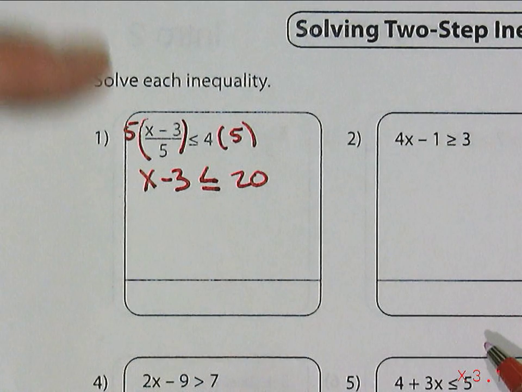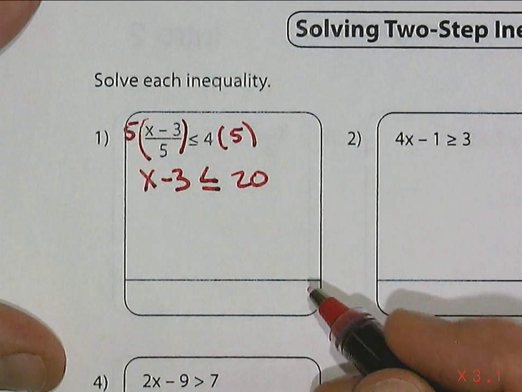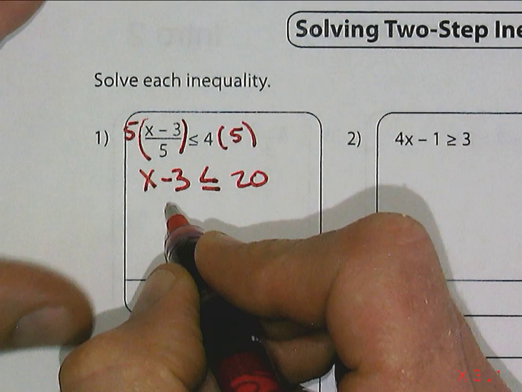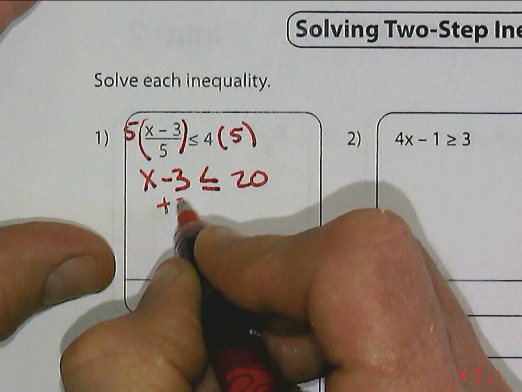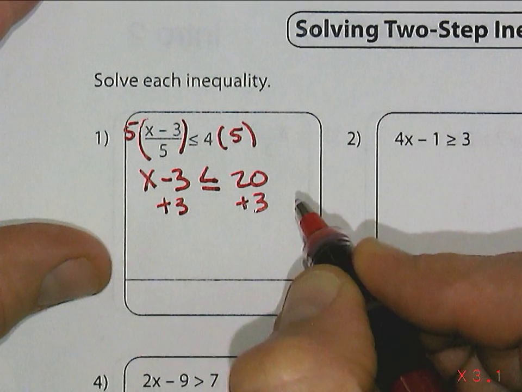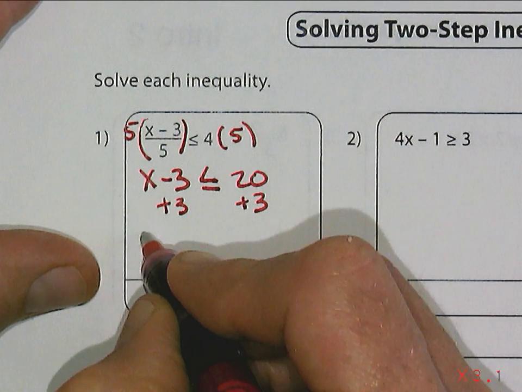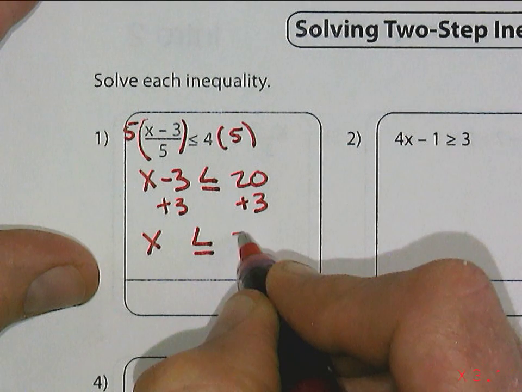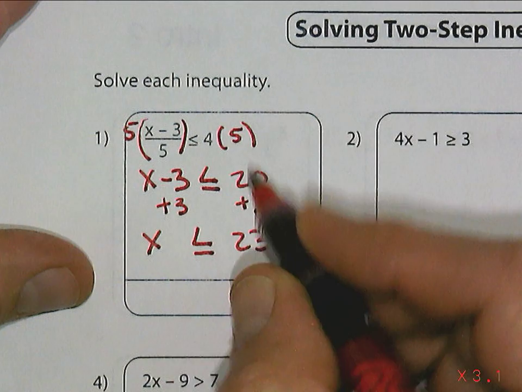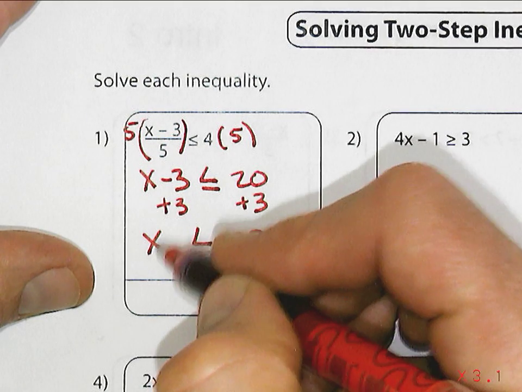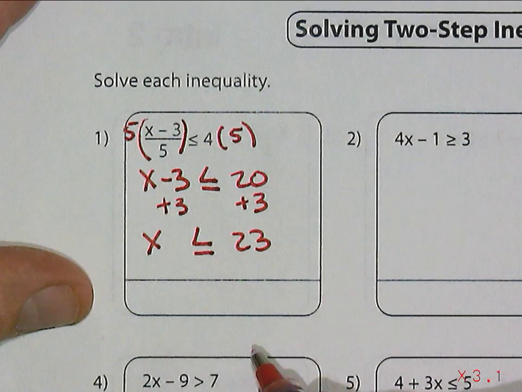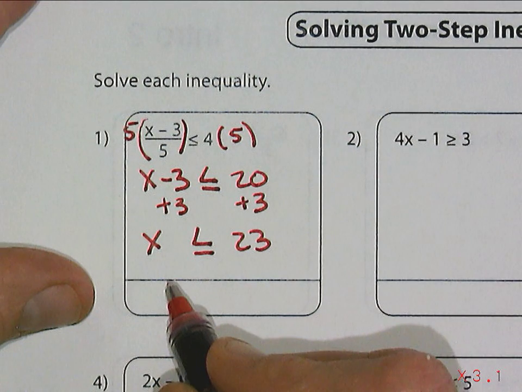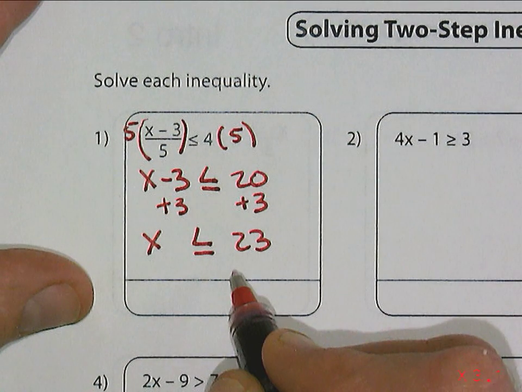This was a divide by 5 fraction. And now I can solve the inequality by adding 3 to both sides. And so then x is less than or equal to 23. When I put those two together, this makes a 0. So all I have left on the left side is x. And so there's my solution: x is less than or equal to 23.